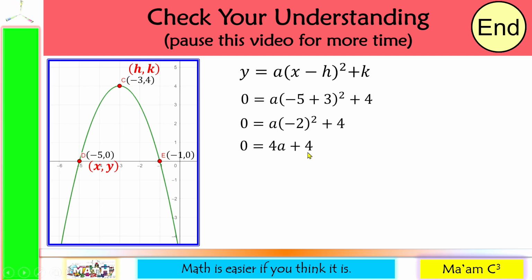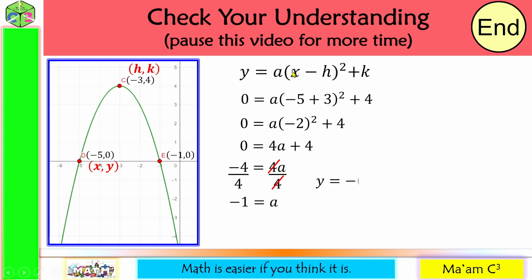To solve for a, I'm going to move this first to this side. It will become -4 equals 4a. And to solve for a, I'm going to divide both sides by 4. This will cancel out. -4 over 4 is -1. Now that I already have the value of a, I'm going to substitute this again in my vertex form. So this will become y is equal to -1. I'm not going to write the 1 anymore. So y is equal to negative.